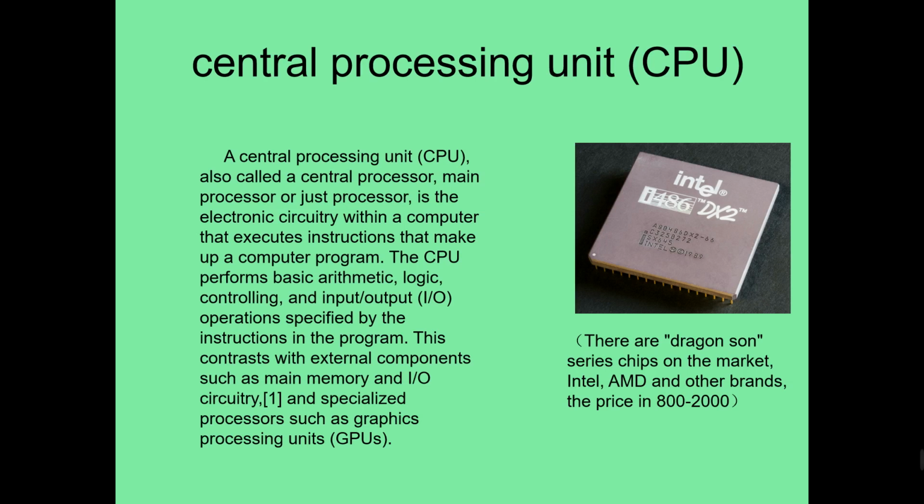This comes with external components such as main memory and so on. There are different processor sizes on the market: Intel, AMD, and other brands, with prices between 800 and 2000.